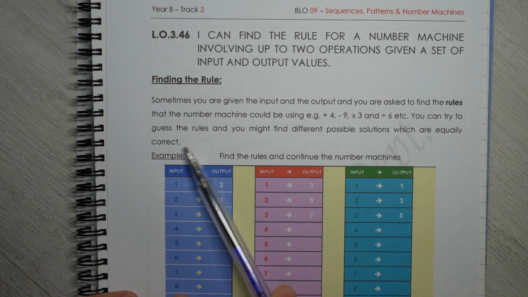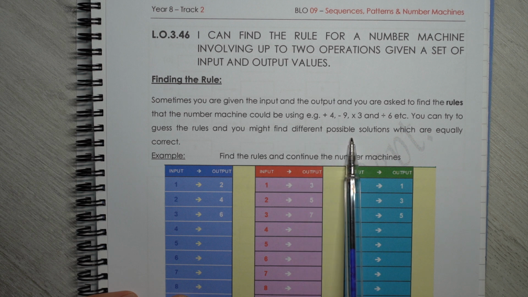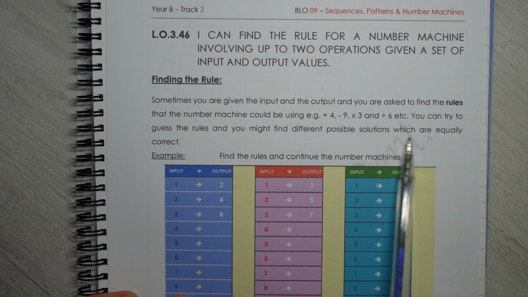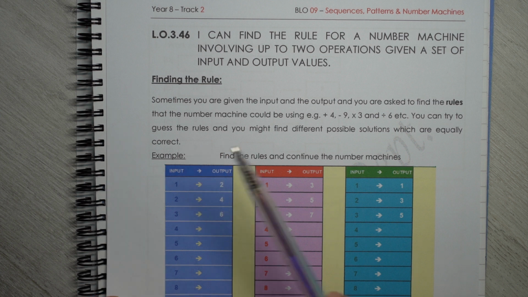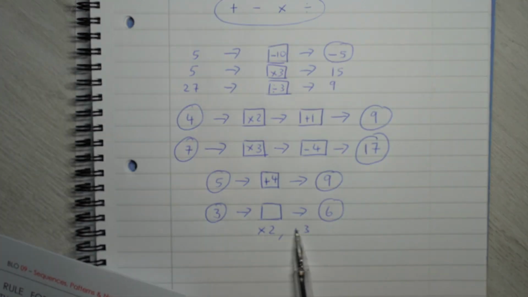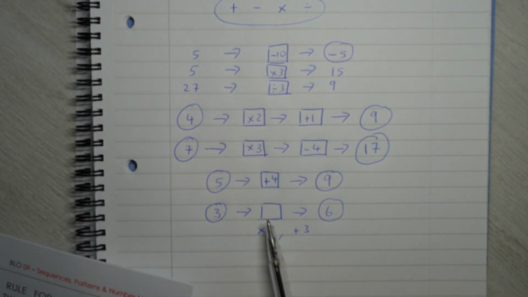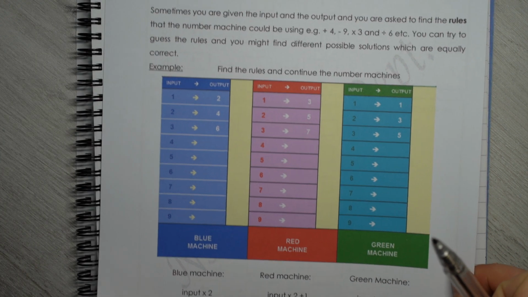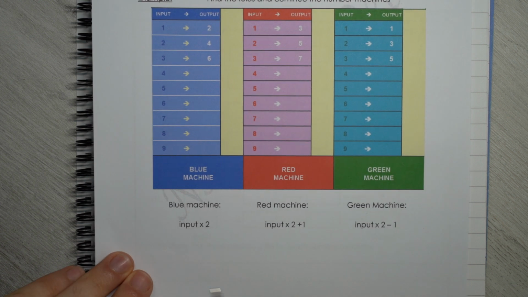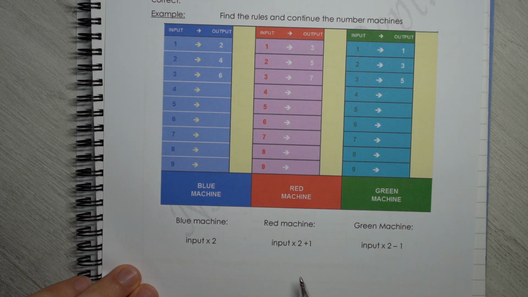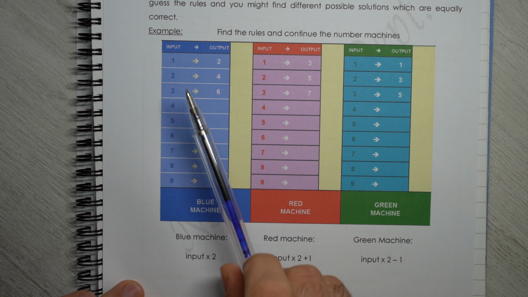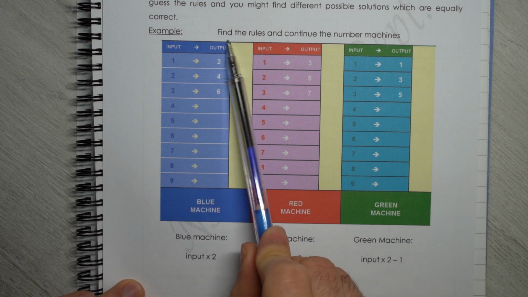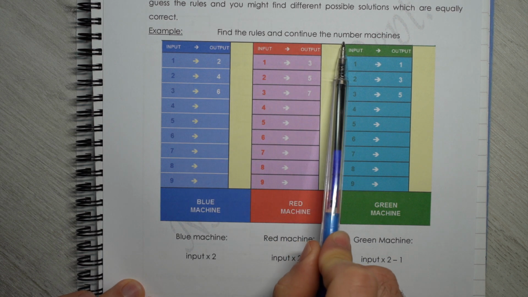You can try to guess the rules, and you might find different possible solutions, which are equally correct. As I have shown you here, we have 2 possibilities, either times 2 or plus 3. It doesn't matter which one you're going to put here, it will be correct. And you have these examples on page 10. The question is find the rules and continue the number machine.